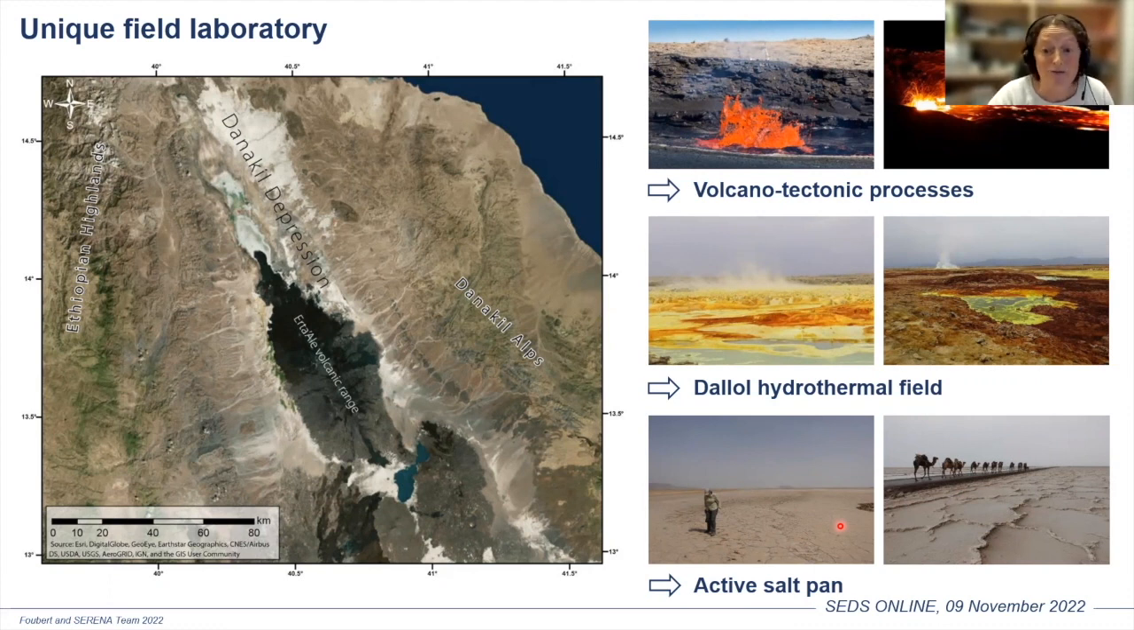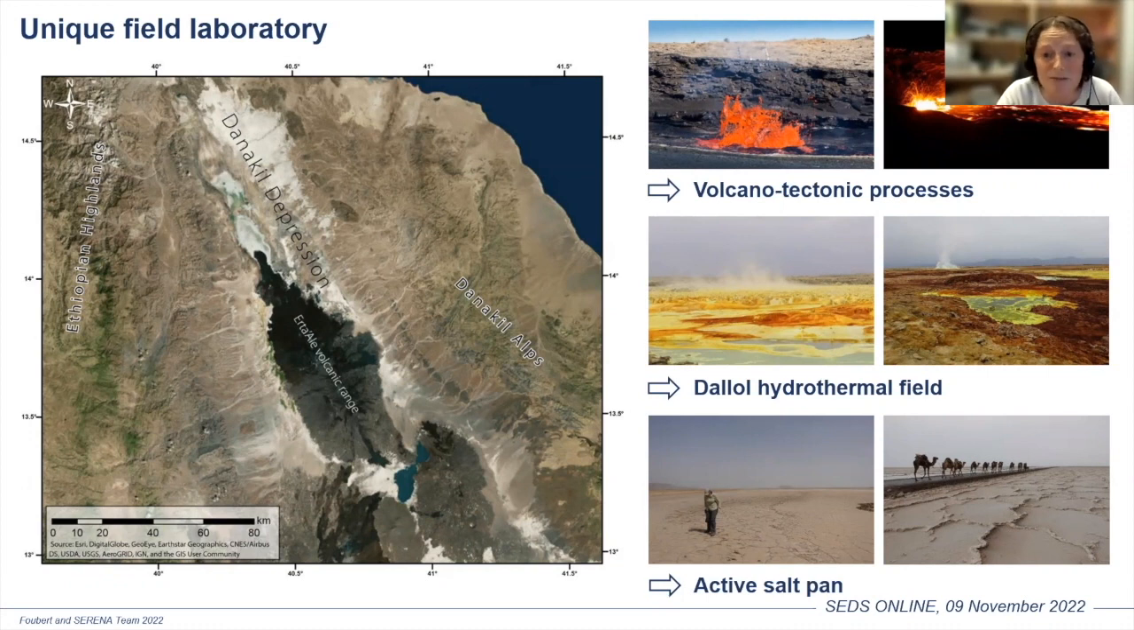Dallol itself forms a field, and this is what you see here, of hydrothermal potassium-rich brine springs and fumarolic deposits linked to a proto-volcano and possibly a shallow magmatic segment from one of the big magma chambers sitting there in the deep subsurface.